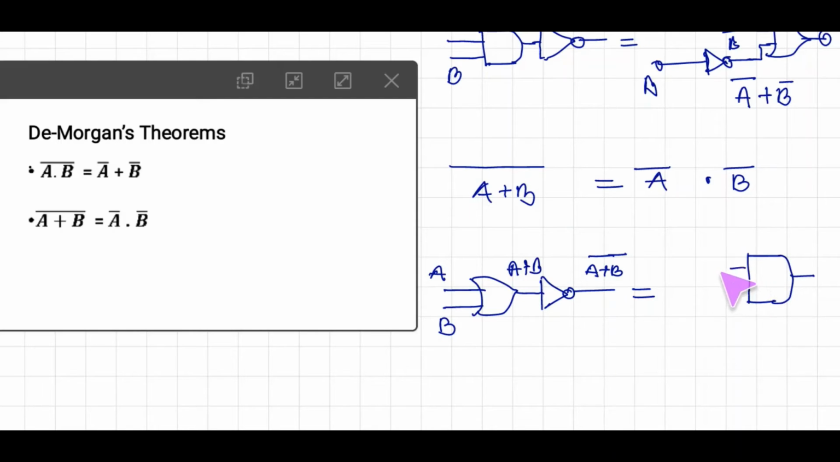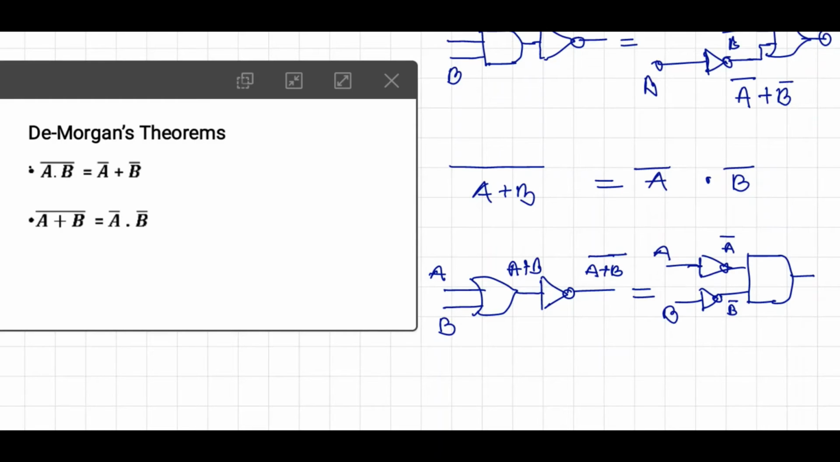That is A complement, that means there is a NOT gate which is connected to input A. There is another NOT gate which is connected to input B. So from A we get A complement, from B we get B complement, and this gate performs the operation A complement dot B complement. So this is the logic circuit, and both circuits are equivalent circuits.